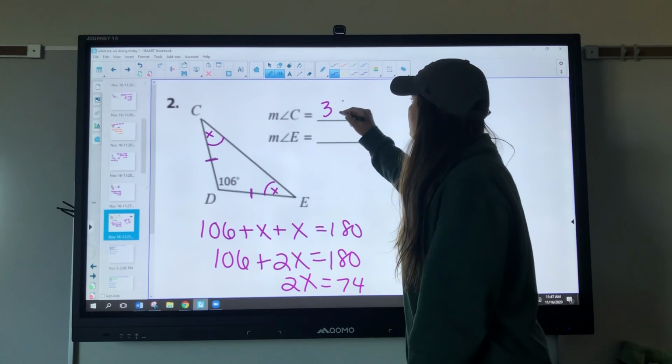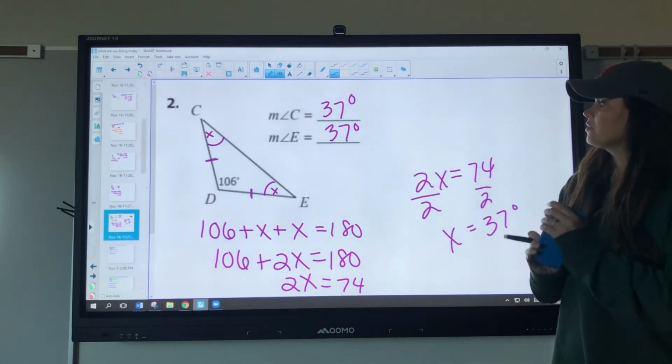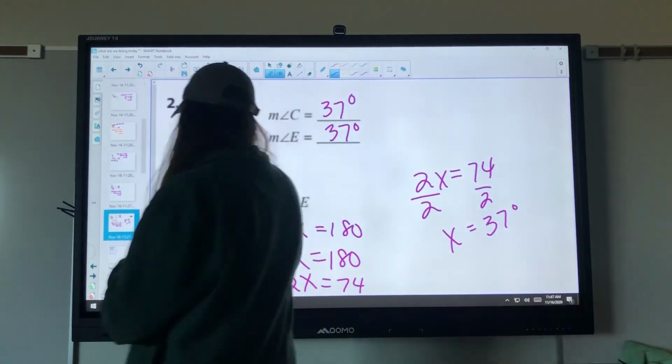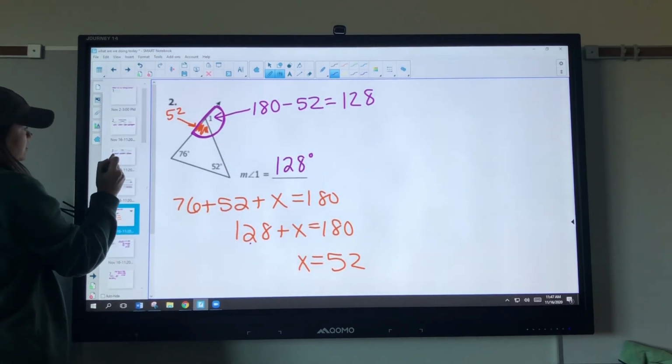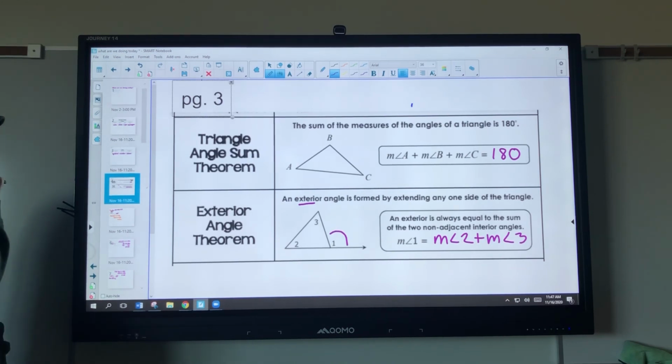If they're each 37, you can check your answers to these. Does 37 plus 37 plus 106 equal 180? And it'll check. And are those the ones that match? And that makes sense. So that is a lesson on angle sum theorem and exterior angle theorem.